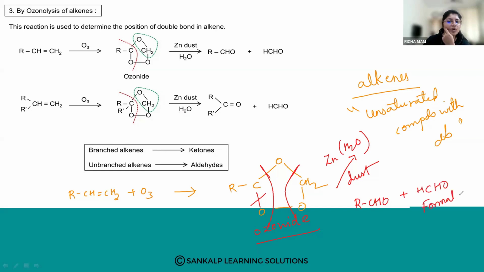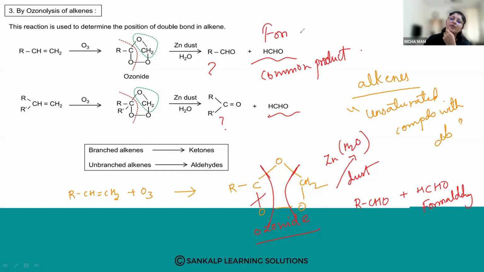So formaldehyde is a common product which we are going to obtain when we are doing ozonolysis of alkene. This is formaldehyde.